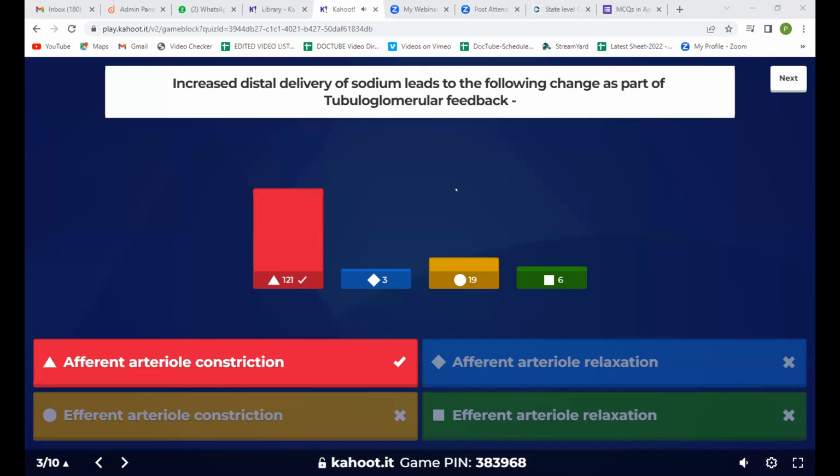We just saw that in tubuloglomerular feedback, whenever there's increased distal delivery, the body is trying to conserve, thinking that there is so much loss. So it will send feedback to the afferent arteriole, leading to its constriction so that the GFR, the glomerular filtration rate, overall decreases. So answer A is the correct answer for this. Next question.